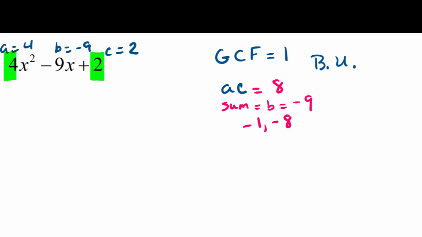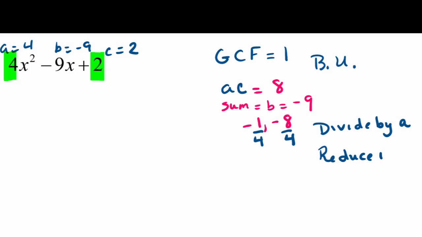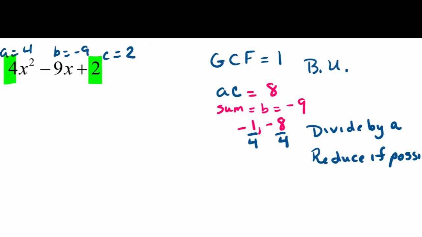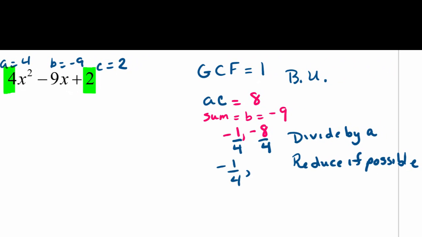Okay, so now here's the next step. This is the weird step. Divide by A. Divide these by A. So A is 4, isn't it? So make a fraction. See, the colors kind of help, don't they? So make a fraction like that with your A, all right, and then reduce. Reduce if possible. All right, so our first fraction does not reduce, does it? So negative 1/4, but our second fraction does reduce to a negative 2.